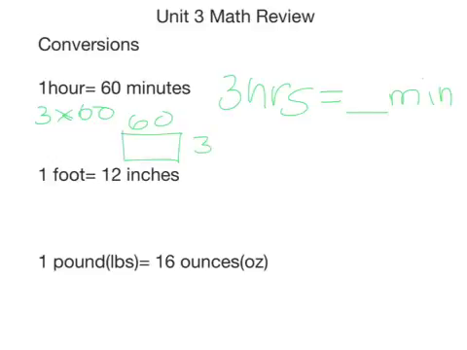60 multiplied by 3. We know that 3 multiplied by 0 is the same as 0. And I know that 3 groups of 6 is the same as 18. So 3 hours is the same as saying 180 minutes. Let's take a look at feet into inches.